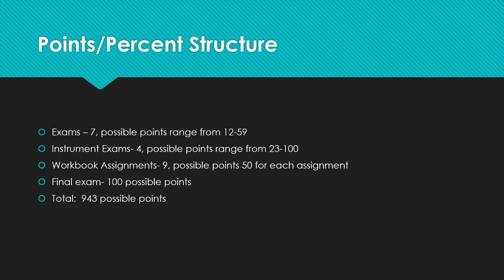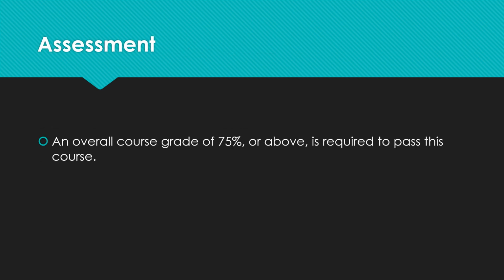Your final exam is worth up to 100 possible points, giving you a total of 943 possible points for this course. An overall course grade of 75% or higher is required to pass this course. Again, in order to take that national exam, you need to pass the course, so that way we can show that you went through a course successfully in order to sit for the national exam.